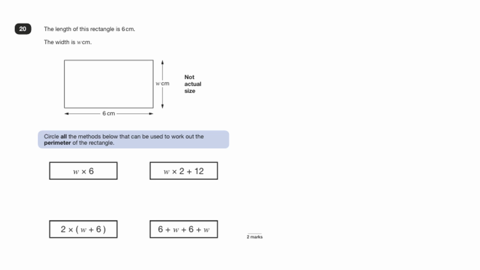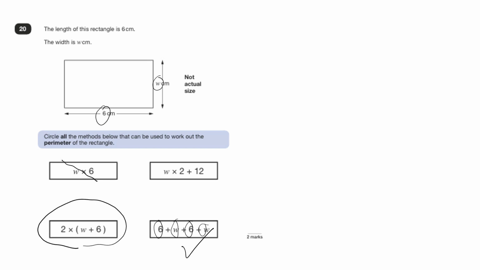The length of this rectangle is 6 centimeters. The width is W centimeters. We don't know the width. Circle all the methods below that can be used to work out the perimeter. The perimeter is basically we need 2 of the width and we need 2 of the 6s. So can't be W times 6. Can be this one because we can do 6, add width, add width. And we can have 2 widths and 2 6s.